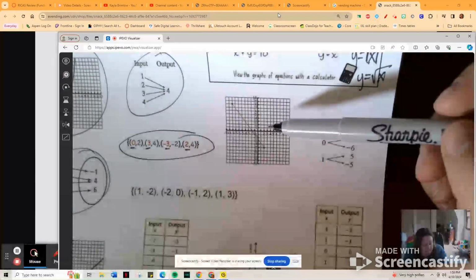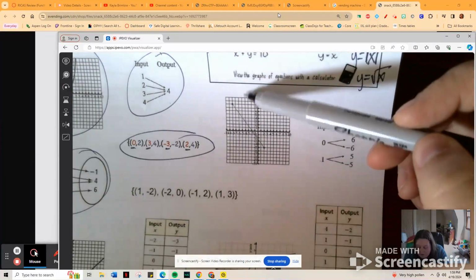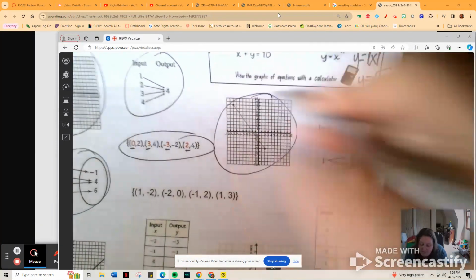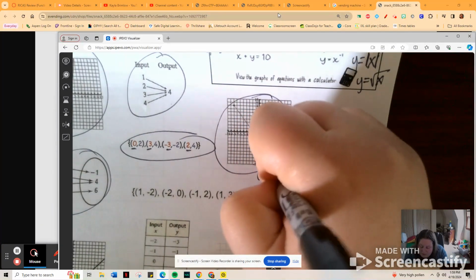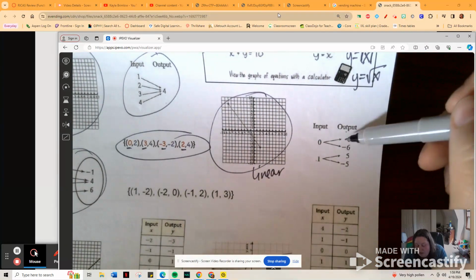So once again, we come to a graph and I'm going to see if it is a function. So if I kind of sketch vertical lines through it, I would see it only hits the graph one time each time. That is a function, and we would say it is linear. It is a continuous straight line.